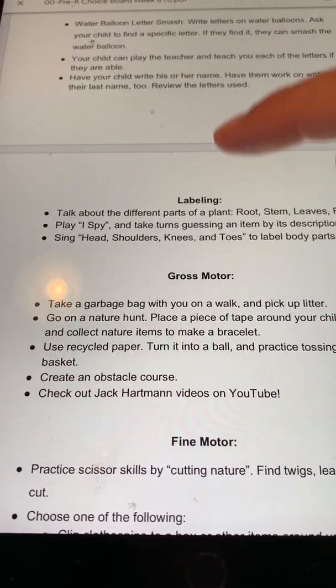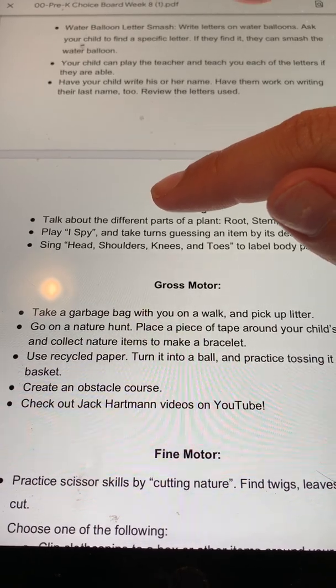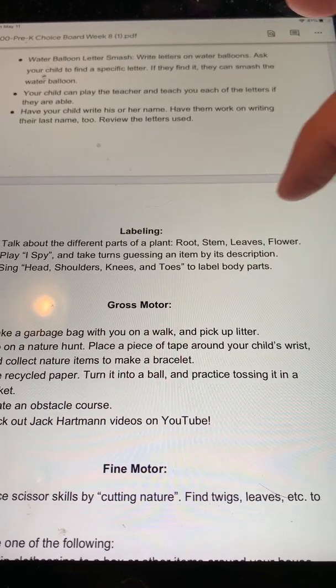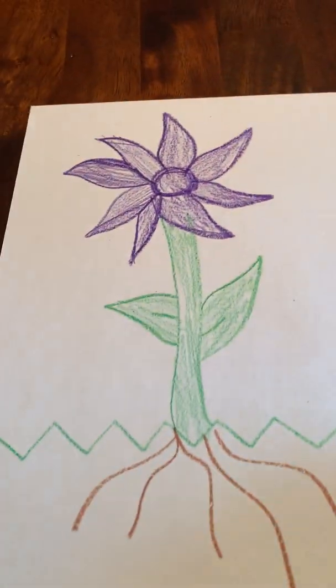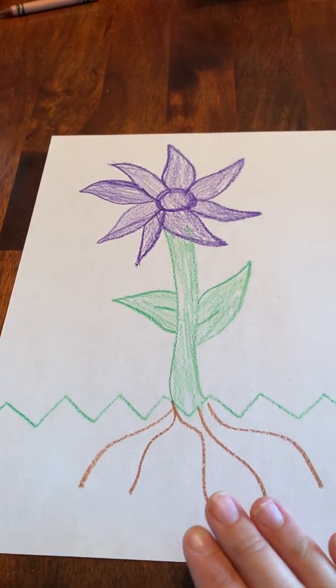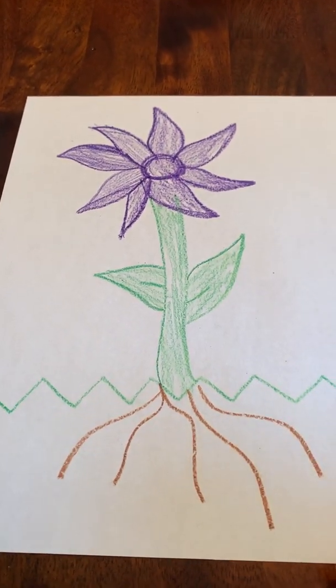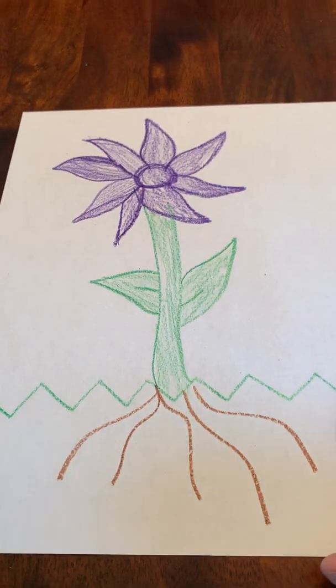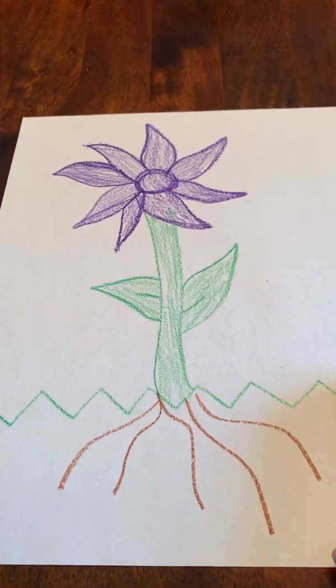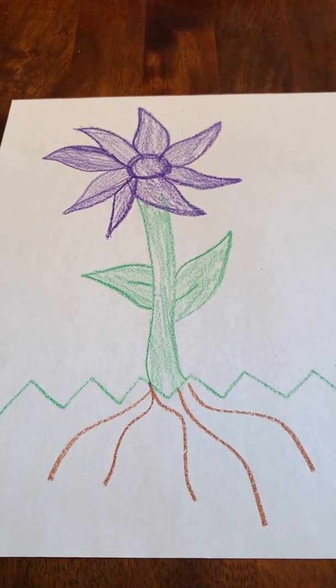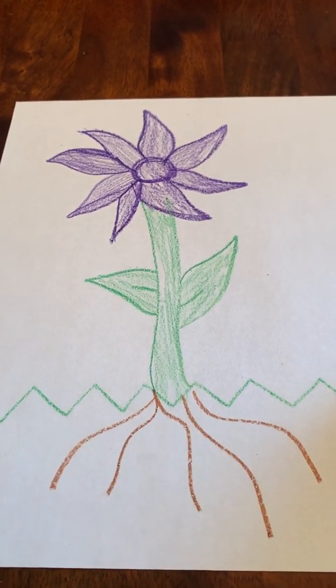And it says, talk about the different parts of a flower: root, stems, leaves, and flower. So what I did was I went ahead and I drew a flower. And if you would like to draw a flower and send it in, that would be awesome. This is optional though, so you definitely do not have to. It's just something fun that you can do if you have time and you want to.